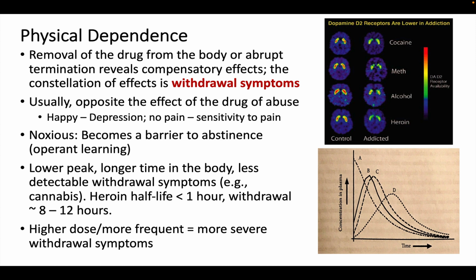As you can see, going back to the slide, there is a lower peak and a longer time in the body, so it's less detectable with withdrawal symptoms. For example, heroin has a half-life of 1 hour, whereas withdrawal symptoms are 8 to 12 hours. The higher the dose and the more frequent the use, the more severe the withdrawal symptoms can be.